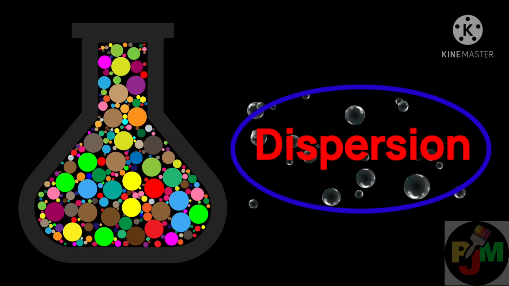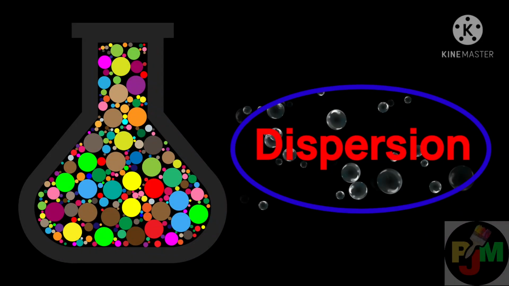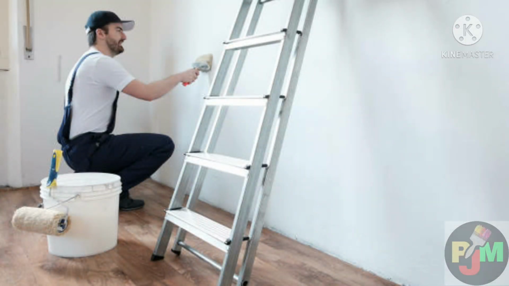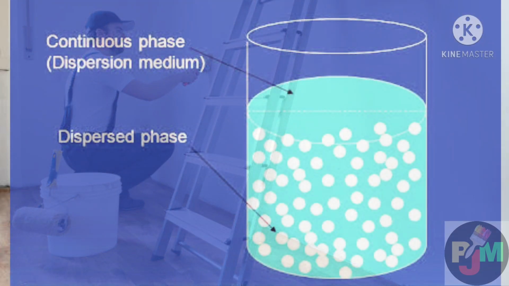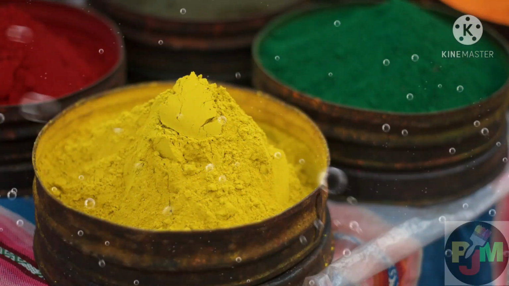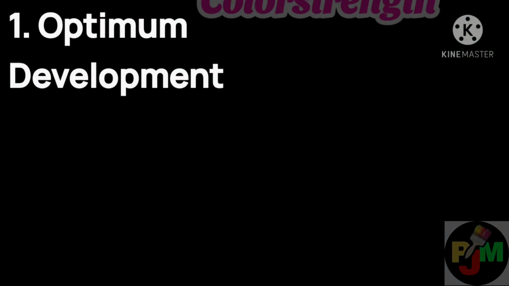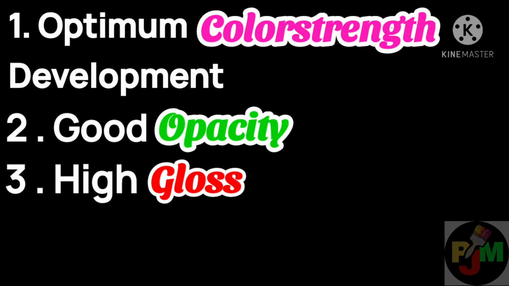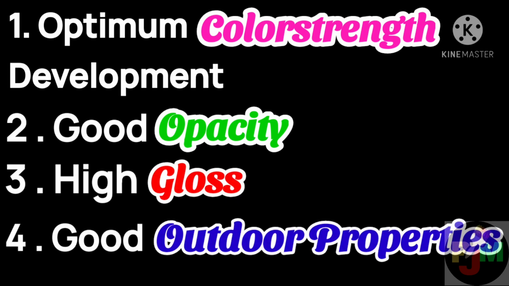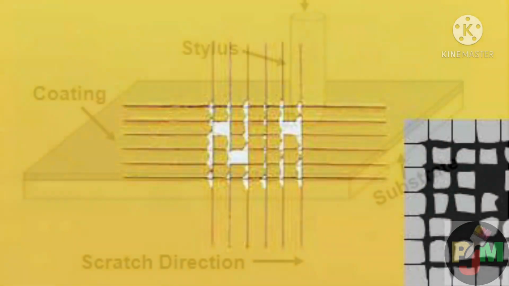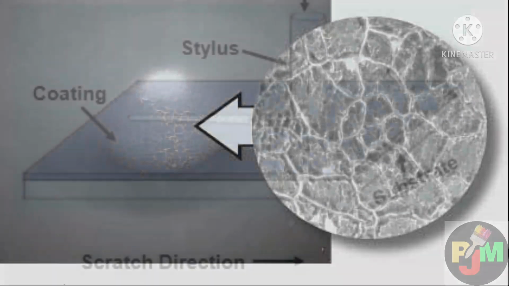Dispersion is the homogeneous distribution of solids in a liquid medium. The paint quality is greatly determined by the dispersion status of the pigment particles in the liquid medium. Complete dispersion of the pigments is required for optimum color strength development, good opacity, high gloss, as well as good outdoor properties. It can also improve the mechanical characteristics of the coating film.